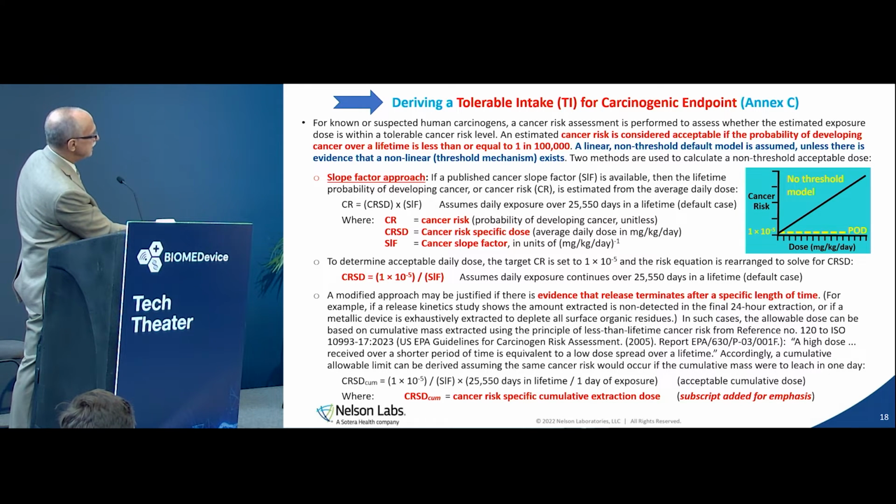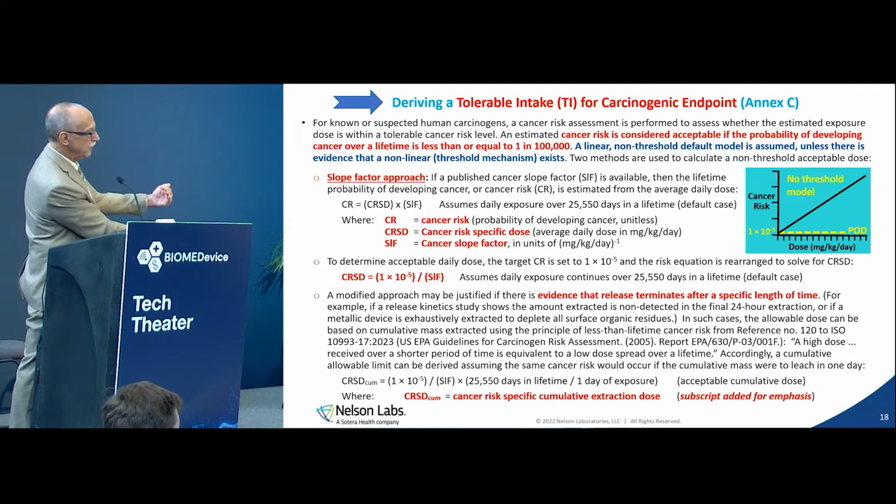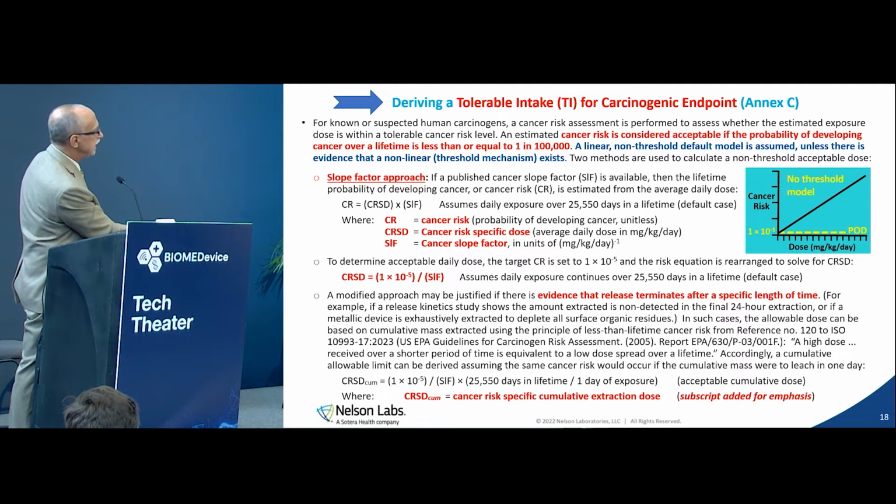The two types of carcinogenic endpoints are threshold and no threshold. So basically, most of the time, the default is there's no threshold. There's still some cancer risk the lower and lower and lower the level you're exposed to, but there is some risk. It's linearly proportional. And the concept for acceptance is that less than a 1 in 100,000 probability of developing cancer is considered acceptable. So there's two ways to do that.